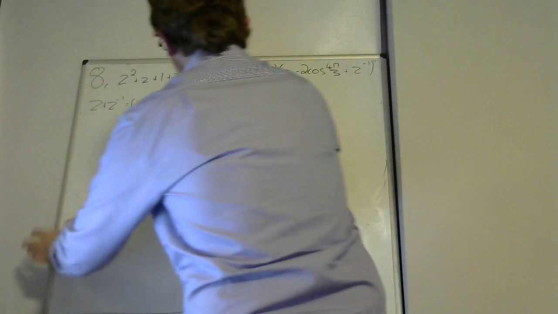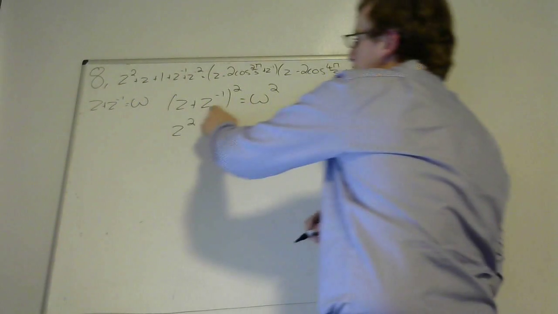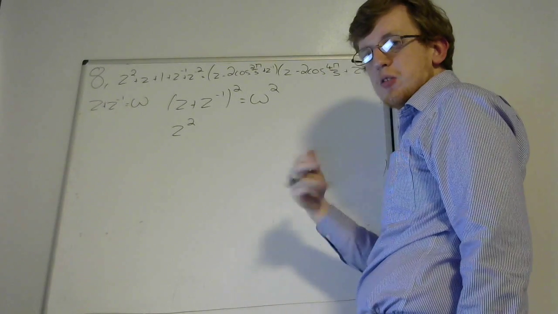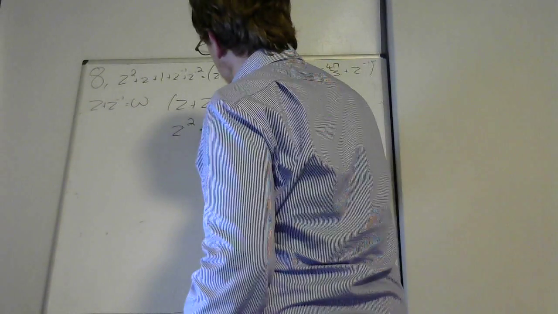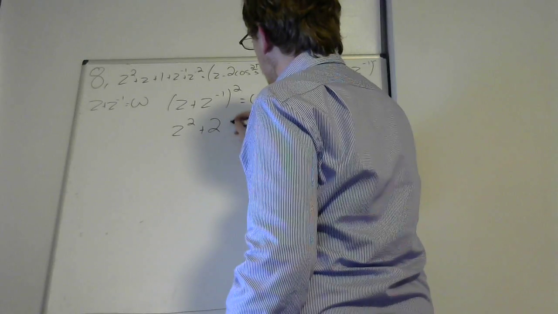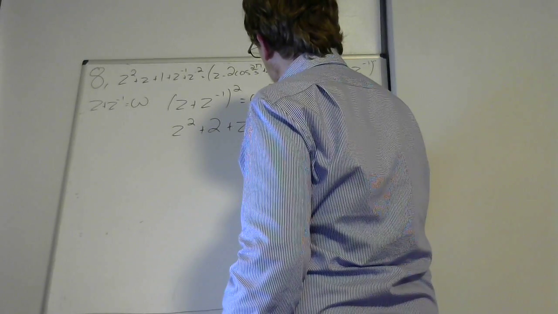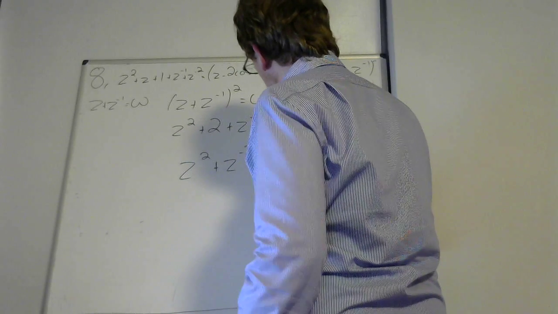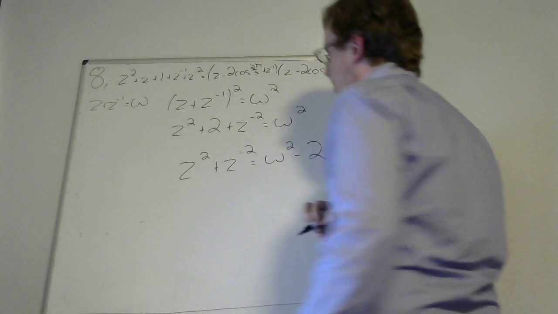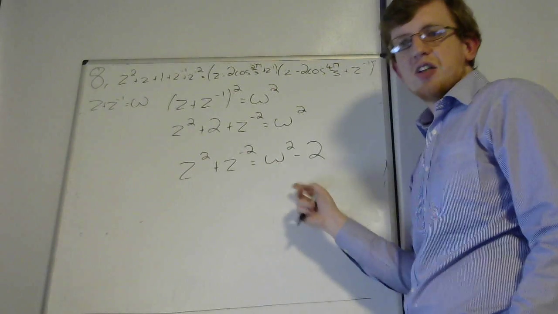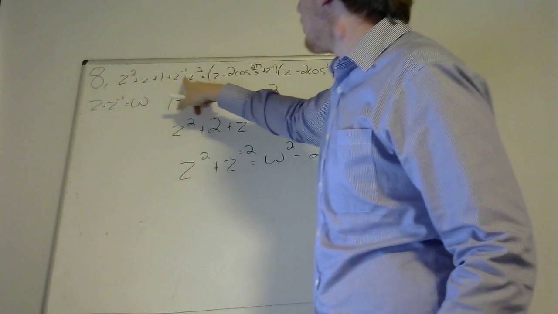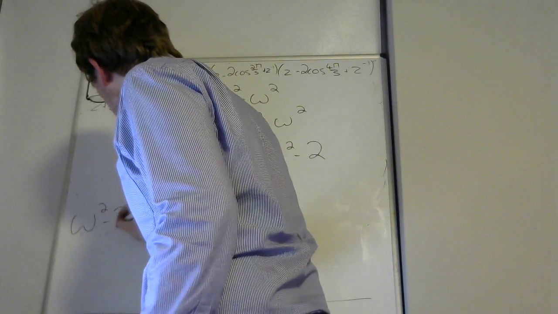Right, z squared is z squared. Z multiplied by z to the minus 1, you add those powers and you get z to the 0, which is 1, and 2 lots of that would give us plus 2. And z to the minus 1 squared is z to the minus 2 equals w squared. So z squared plus z to the minus 2 is equal to w squared minus 2. And so I'm going to substitute for both sides now. So z squared plus z to the minus 2 is w squared minus 2.